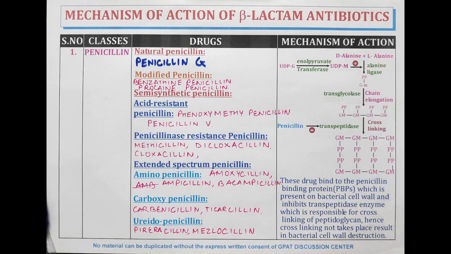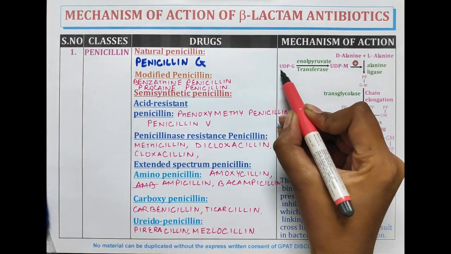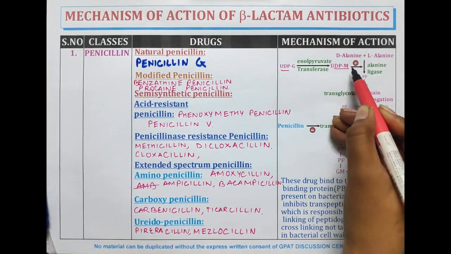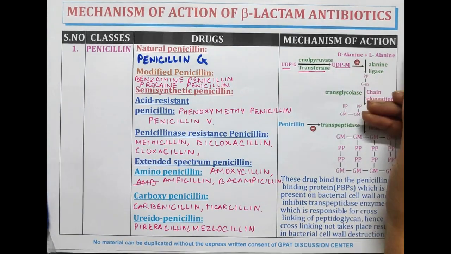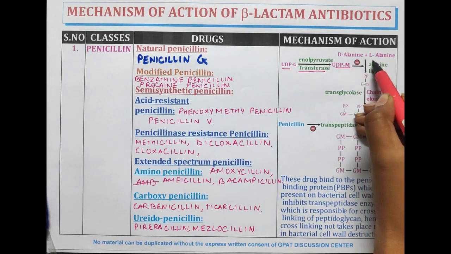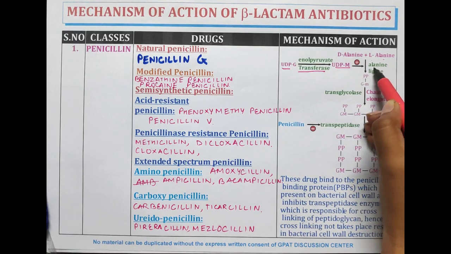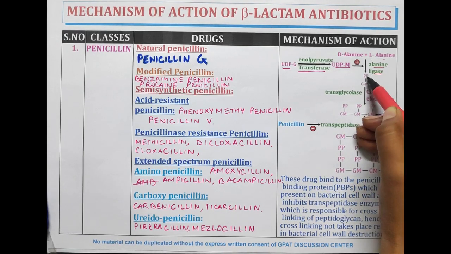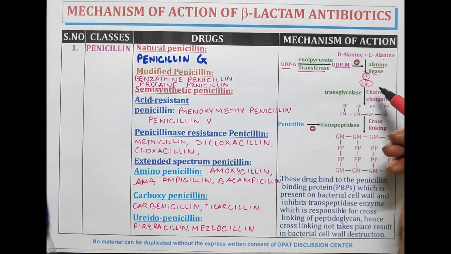Now the mechanism of action is: UDPG is converted into UDPM by the presence of enolpyruvate transferase, and on another side the D-alanine plus D-alanine complex is formed by alanine ligase. So this complex is converted into PPGM, that is pentapeptide glucosamine muramic acid.